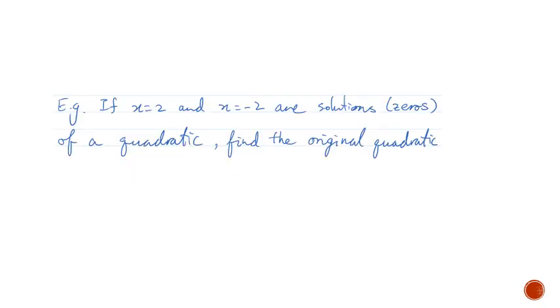And the last type of question you'll see is writing out original equations. So if x equals 2 and x equals negative 2 are solutions, find the original quadratic. Now, if you go through the step before, you would have x minus 2 equals 0 for x equals 2, and x plus 2 equals 0 for x equals negative 2. If you then go backwards on that logic, we have to have it in x minus 2 times x plus 2. That must have been where we got the solutions from.